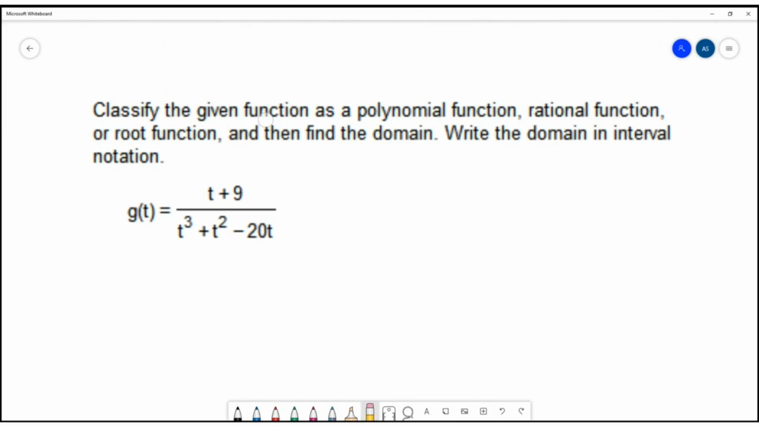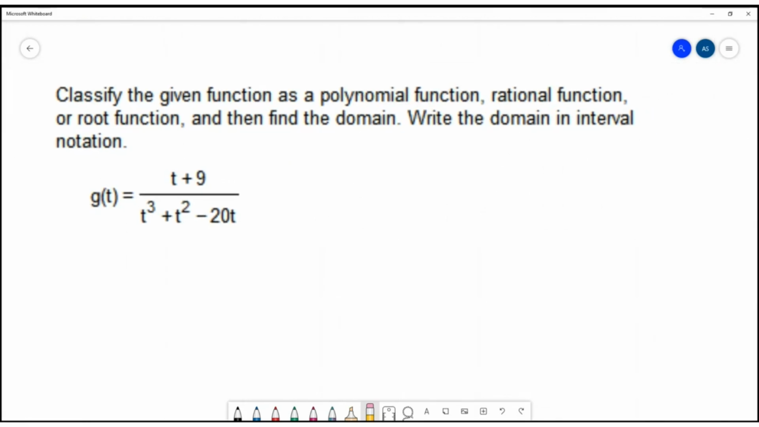For this question, we want to classify the function as polynomial, rational, or root, and then find the domain. Write the domain in interval notation. Our function is g of t equals t plus 9 over t cubed plus t squared minus 20t. And we're going to classify this as a rational function. Rational functions are the ones where we have a variable in the denominator. So we do have that t in the denominator, so this is a rational function.